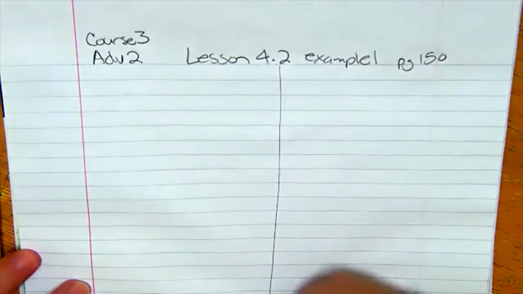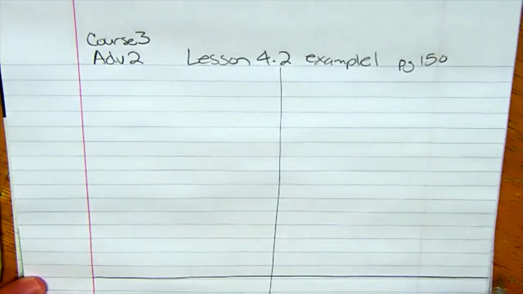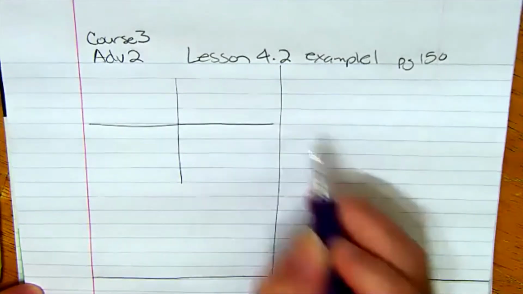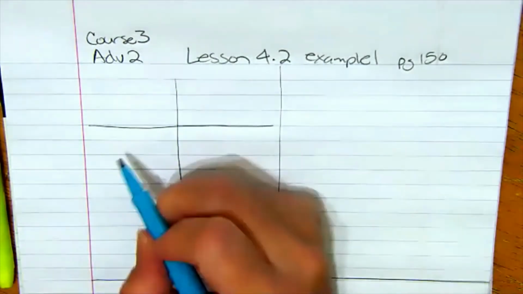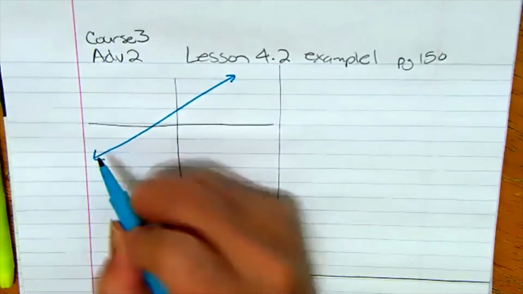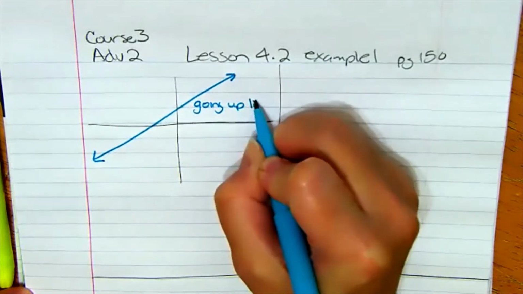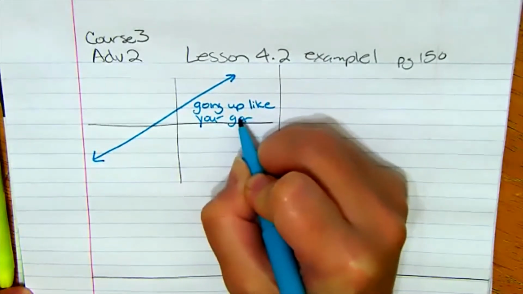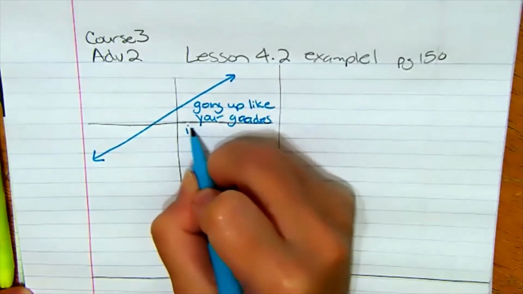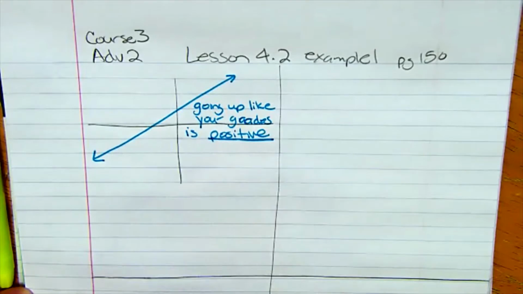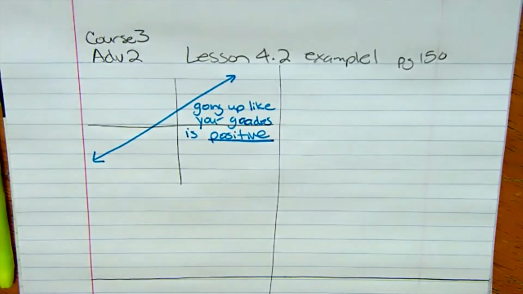So today we're going to be talking about the slope of a line, the upness and the downness, the diagonalness of a line. Okay. So we have a graph and we have a line that is going up. So like your grades, if the line is going up like your grades, that is positive. We like lines that are going up.